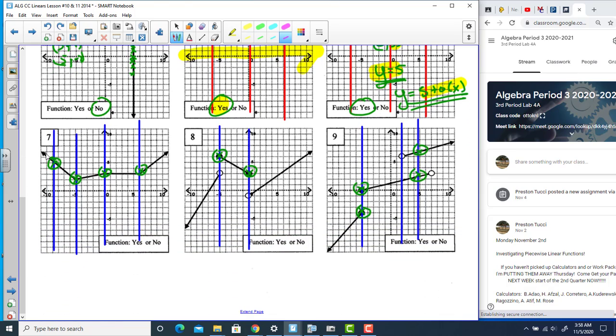7, similar to number 5, is just a piecewise linear function that begins by decreasing, then goes up slightly, then stays the same or constant for a while, then continues to go up.